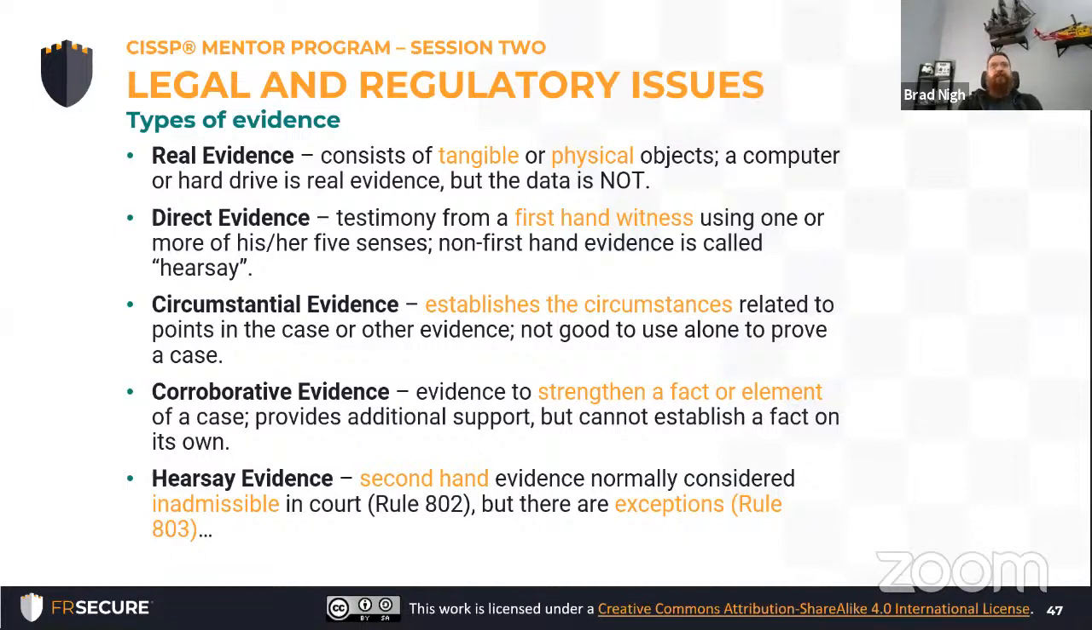That's the second best. Circumstantial, it establishes the circumstances. That's pretty straightforward. So, this would be, well, we've got all these different indicators, but nothing points to one thing or it is not directly linked, right? You can't really use this alone to prove a case, but you can use it to strengthen a case. So corroborative is strengthening a fact or element, additional support, but doesn't establish a fact on its own.